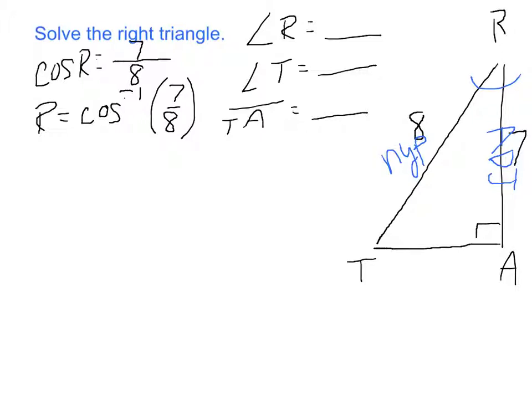And then I have my ratio. So I'm going to find the inverse cosine of 7/8. And when I do that, I get 0.28955. And if I round to the nearest whole number, I get 29 degrees. So angle R is 29 degrees.